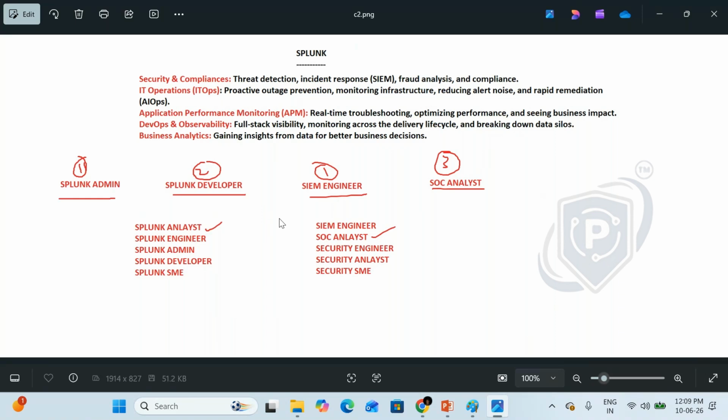Programming language wise, SPL, Search Processing Language. In Sentinel, KQL, Kusto Query Language. As a security analyst, this knowledge is a must. Before learning shell script or Python, first you need to learn SPL or KQL. Logic is built and detection rules are created with that query language.